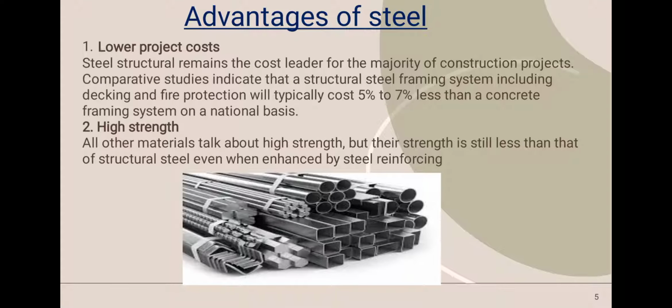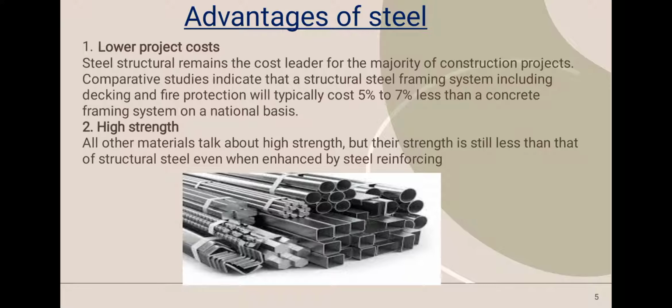Advantages of steel structures. Lower project cost and high strength. Lower project cost: the steel structure remains the cost leader for the majority of construction projects. Comparative studies indicate the structural steel framing system, including decking and fire protection, will typically cost 5% to 7% less than concrete framing system on a national basis.